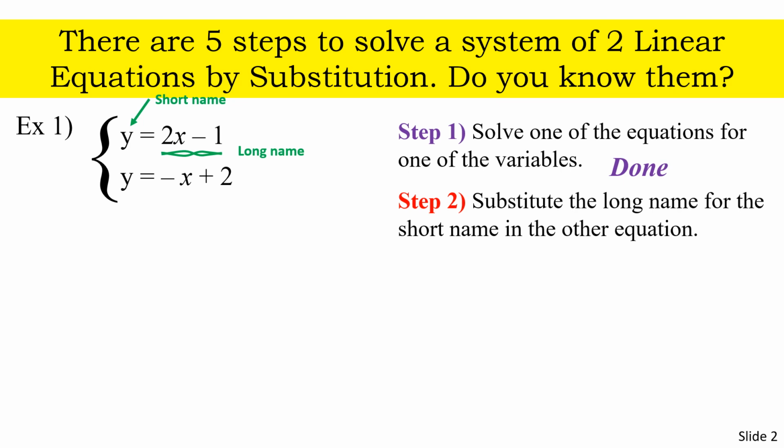Step 2, substitute the long name for the short name in the other equation. So I'm going to take the 2x minus 1, put it in place of the y in the other equation, which now leaves me with 2x minus 1 equals negative x plus 2. And once we get to this point, it's pretty straightforward on how to solve it.